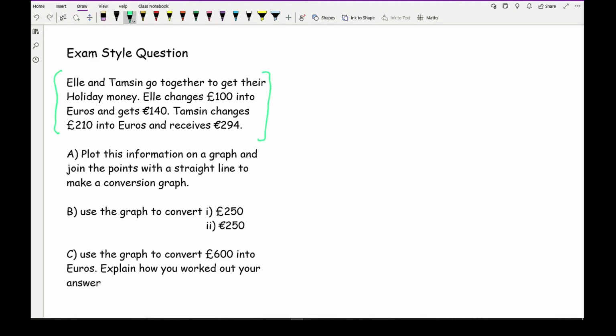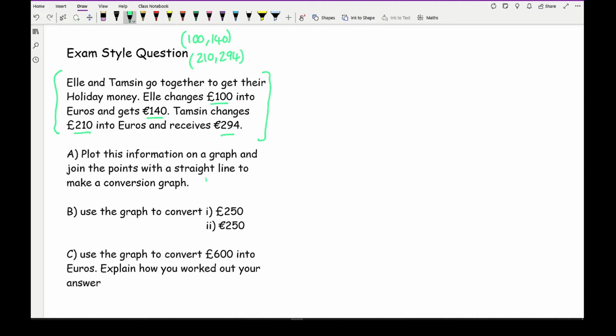Now, in terms of the main bulk of our question, to draw a conversion graph, I need 2 coordinates. So I'm going to use Elle's values to give me 1 coordinate. So here I've got 100 and 140. And I'm going to use Tamsin's as my second coordinate, which is 210 and 294. Now the question is, how do I go about drawing my graph?